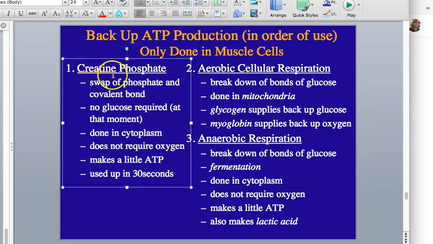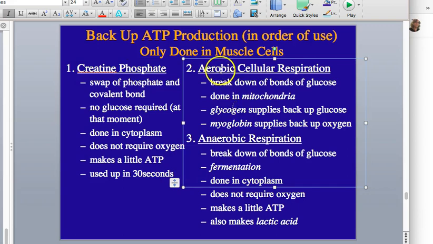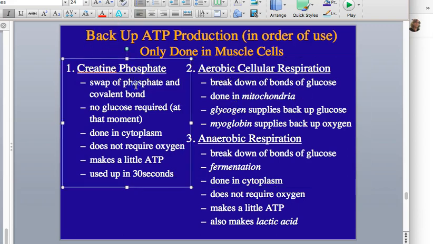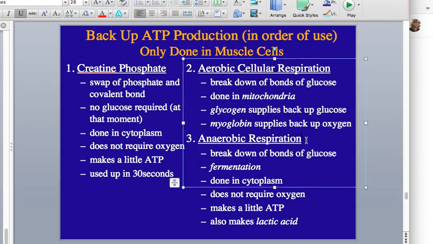So creatine phosphate, remember, is another place where it makes a little bit of ATP. It's used up in 30 seconds, but if you need that extra 30 seconds of energy, then that's great. Because once you've run out of ATP through cellular respiration and you've used up all of your creatine phosphate, you start doing anaerobic respiration. And this is fermentation. This is done in the cytoplasm. It doesn't require oxygen, and it only makes a little bit of ATP, and it also creates lactic acid.